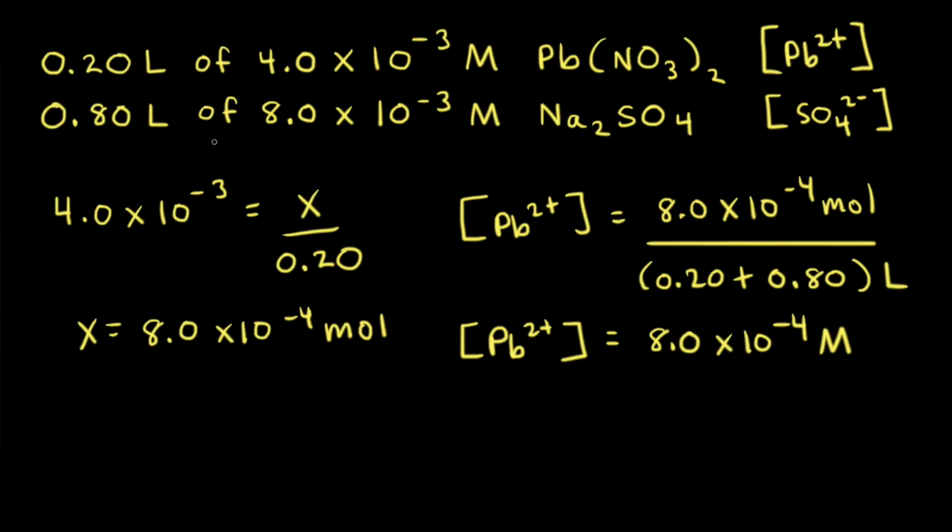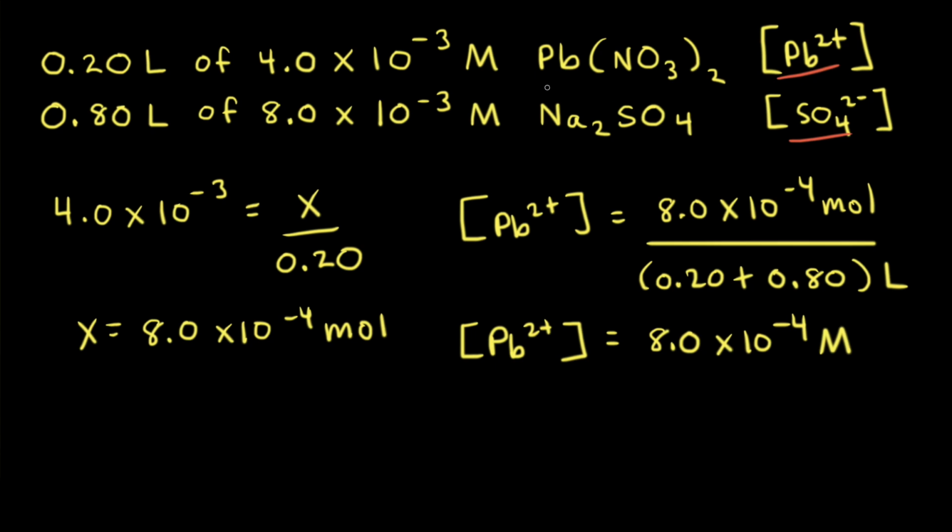Next, we need to go back to what we were given in our initial problem when we mixed our two solutions together. Remember, we only cared about the concentration of lead 2 plus ions and sulfate ions, so we're going to calculate the concentration of those two ions at the moment in time when the two solutions are mixed. First, let's calculate the concentration of lead 2 plus ions.